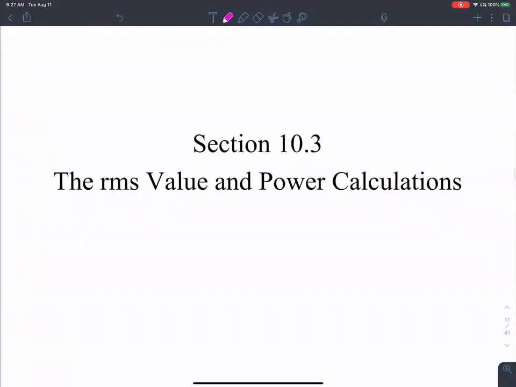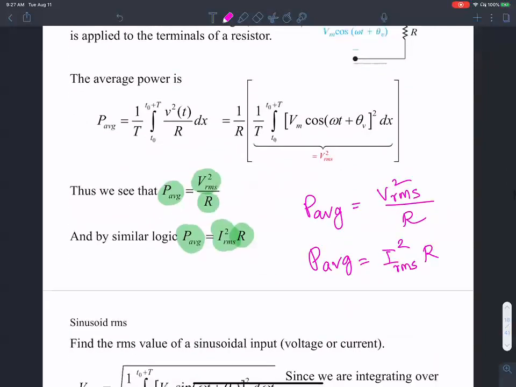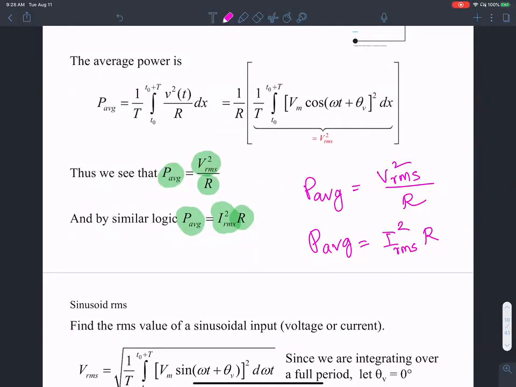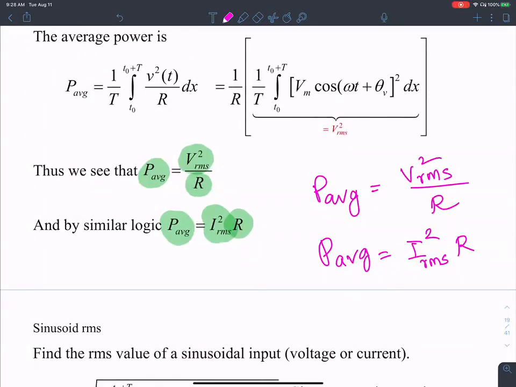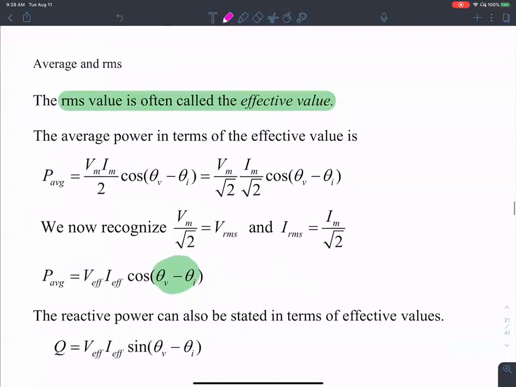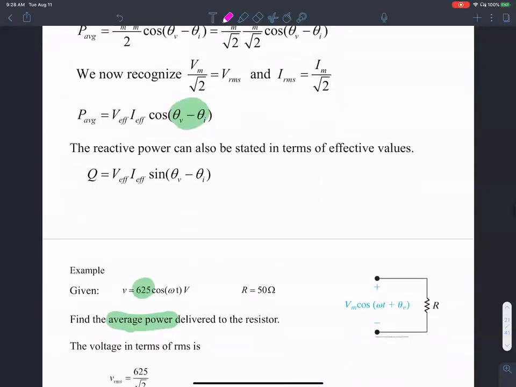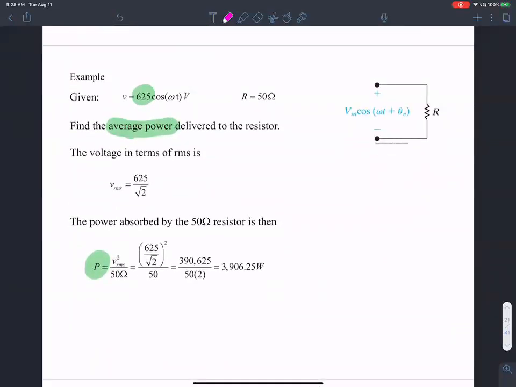And then we went on to talking about RMS value and power calculations. When you're calculating power, we can find average power using VRMS squared over R, or IRMS squared R. Similarly, where we know VRMS is Vm over square root of 2, average power is given as VRMS IRMS times cosine theta, where theta is theta V minus theta I. The reactive power is given as VRMS IRMS sine theta V minus theta I. And then we did a simple problem where we found the average power.